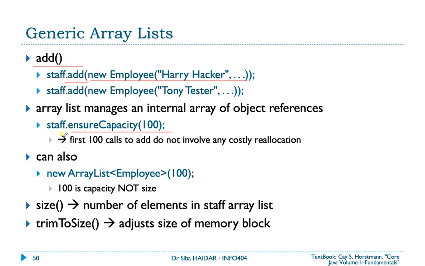But this way, the first 100 calls to add do not involve any costly reallocation because you have 100 guaranteed free places. You can also, when you create the array, use the other constructor which takes the capacity needed at construction time. Notice here that 100 is not the size of the array. It is only the capacity. So maybe the 100 are not yet occupied, but they are available to be occupied.